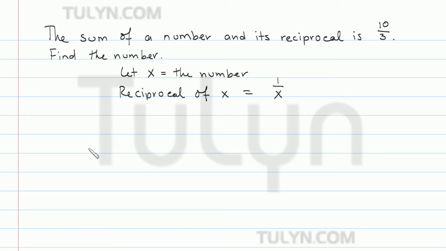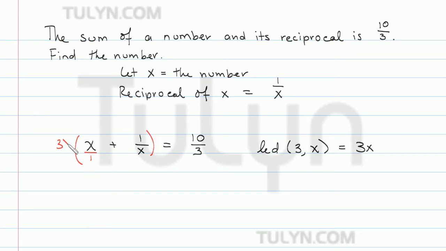So it says the sum of a number and its reciprocal is 10/3. So now this is the problem that we have to solve, and the way we solve it is by finding the LCD and multiplying both sides by it. So we want to find the LCD of the denominators. You can think of this x as having a denominator of 1, right? So we're looking for the LCD of 3 and x, which is just going to be 3x.